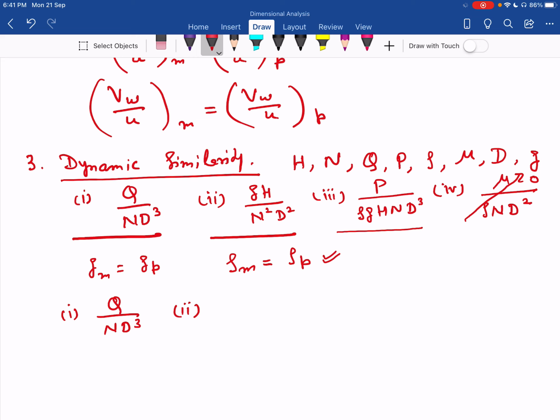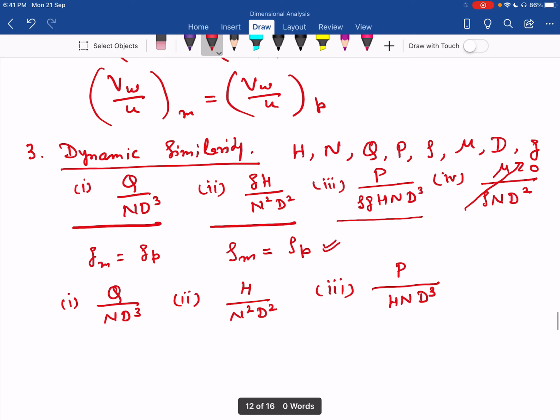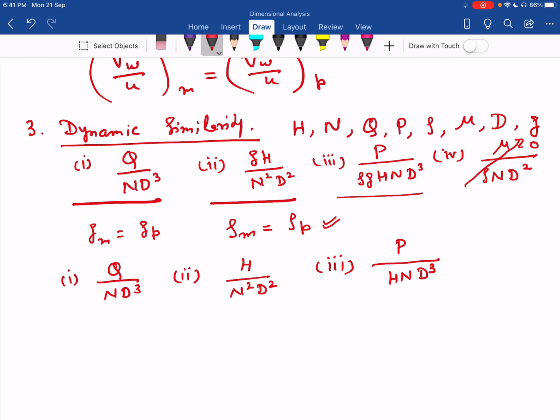Now term 2 becomes h upon n square d square, since g is not there now, and the third term is p upon rho g is not there now, h n d cube. Now you can see here, the term 2 and term 3 are no longer dimensionless terms now. But we can use them in case of turbines in particular situations.